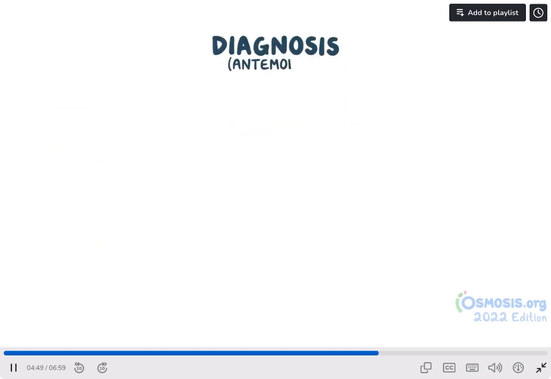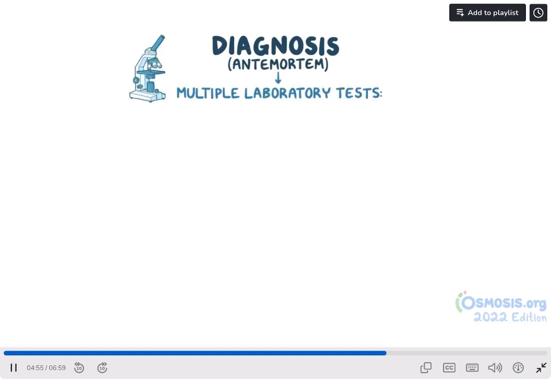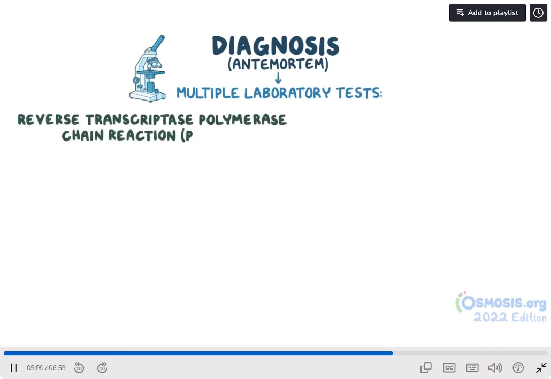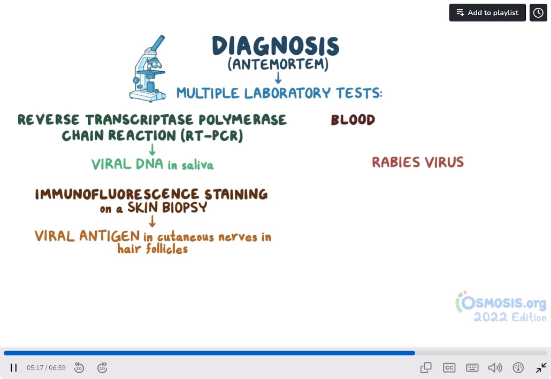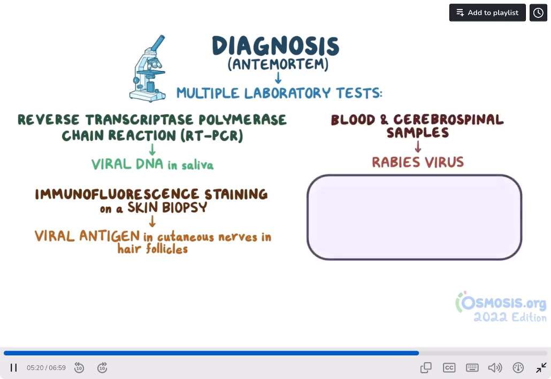Diagnosis of rabies antemortem, or before the person dies, requires multiple laboratory tests because no single test is sensitive enough. Reverse transcriptase polymerase chain reaction, or RT-PCR, is used to look for viral RNA in saliva. Immunofluorescence staining can be done on a skin biopsy from the back of the neck to look for viral antigen, which is typically found in cutaneous nerves in the hair follicles. We can also look for antibodies to the rabies virus in blood or cerebral spinal fluid samples. After death, rabies is diagnosed by looking for Negri bodies and viral antigens in brain cells.